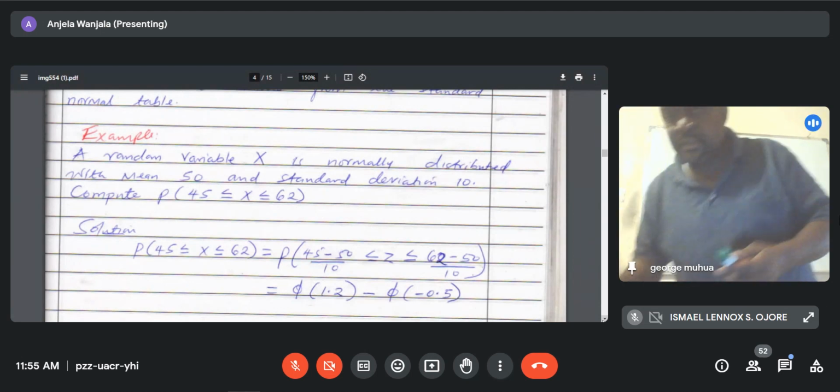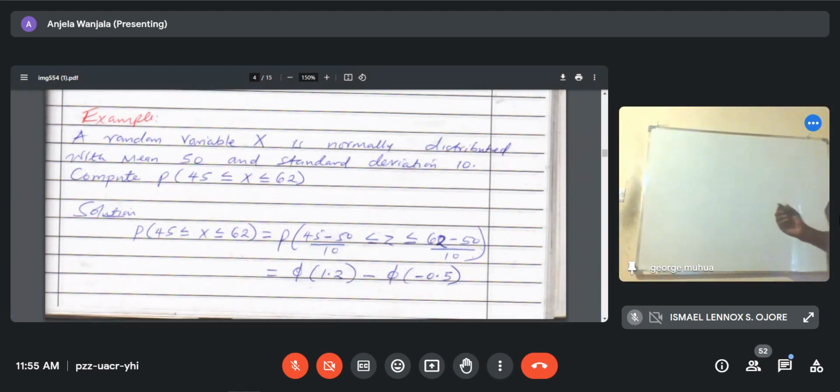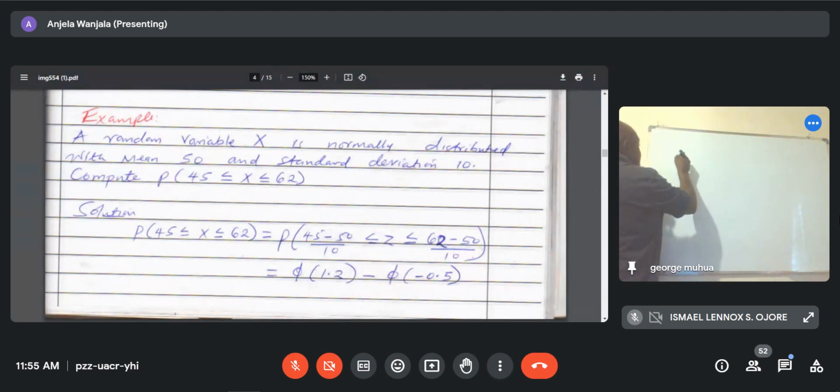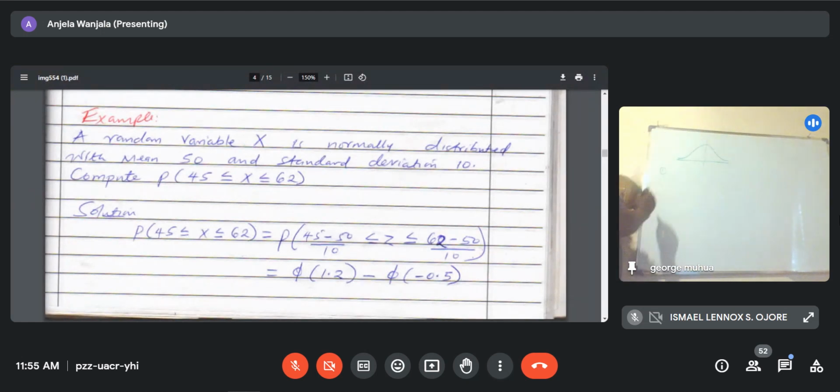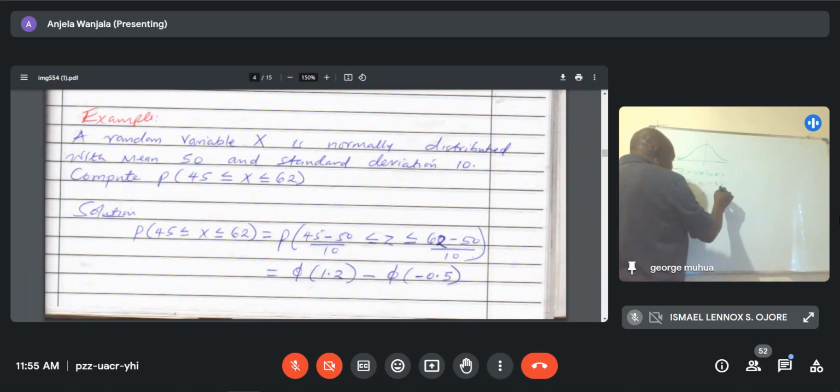So let me clarify something here. When we are learning how to use the normal curve, the first stage is to assume the Z values, and then we learn how to read them from the table. That's what we have done in the first part. We talked about Z less or equal to 1.25. I gave an example of Z less or equal to negative 0.18.